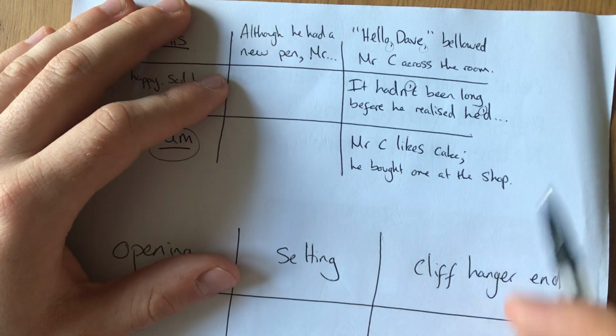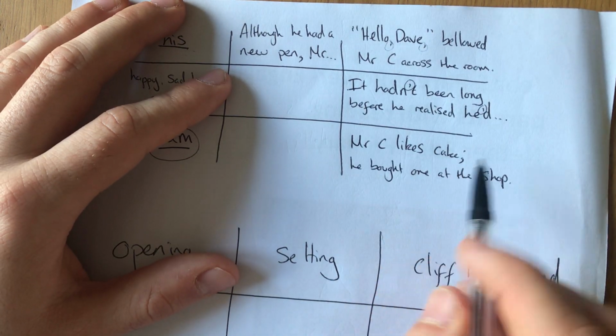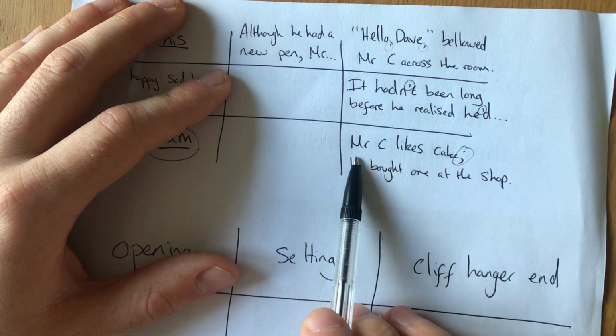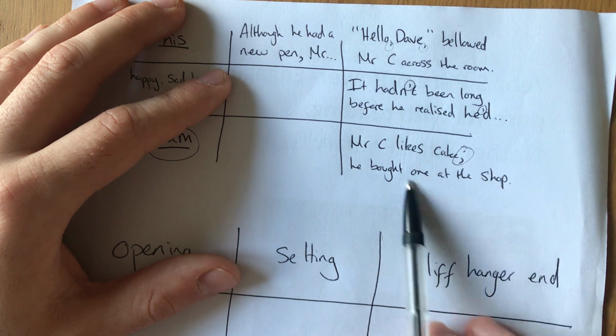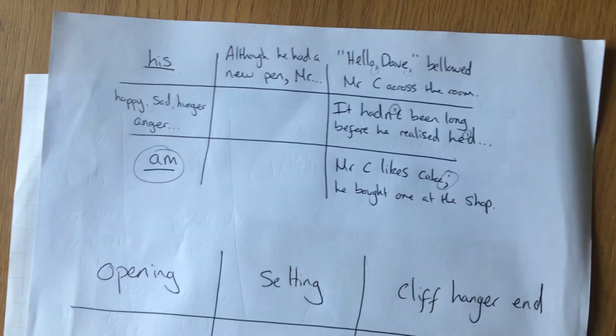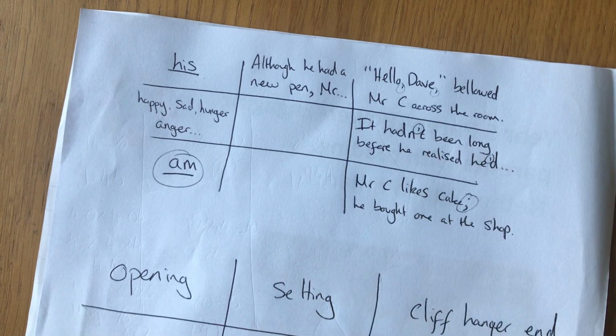And then the last one, write a sentence with a semicolon. So replace and, but, or, so with a semicolon. Mr. C likes cakes. He bought one at the shop. Mr. C likes cakes, so he bought one at the shop. Sorry about tripping over my words on that one.